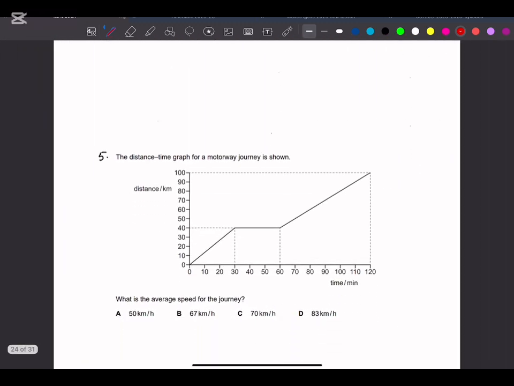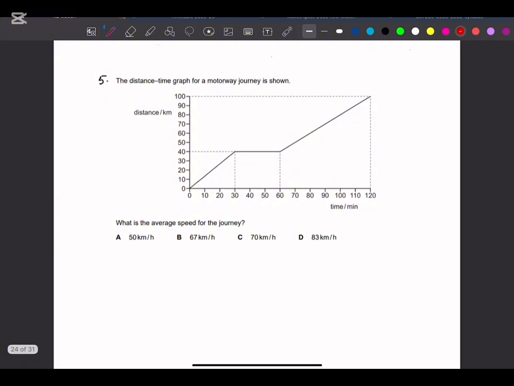Then we have question number 5. In question number 5, the distance time graph for a motorway journey is shown. That is, the car or the body is moving, and what is happening here? Obviously, they have plotted time along the x-axis and distance along the y-axis, which is actually the way to represent the distance time graph, because distance is the dependent quantity, and time is the independent quantity. So what is the average speed for the journey?